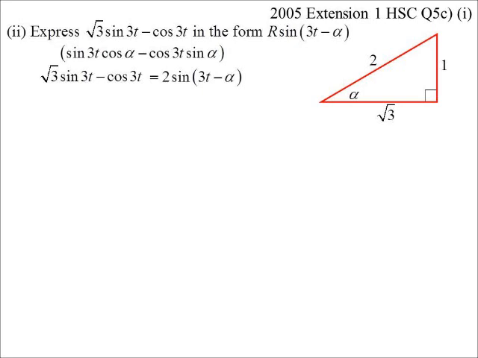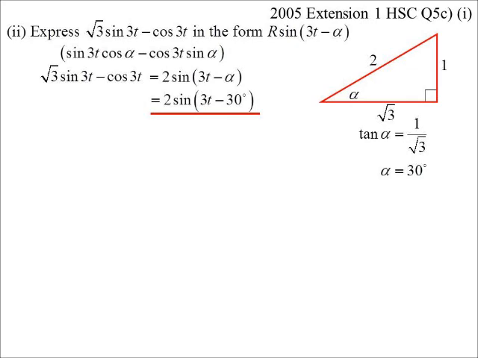It's 2. I'm turning into a sine function. 3t minus alpha. And alpha will be the inverse tan of 1 on root 3. Well, actually, I can work that one out. That's an exact value. So there it is. 2 sine(3t minus 30).